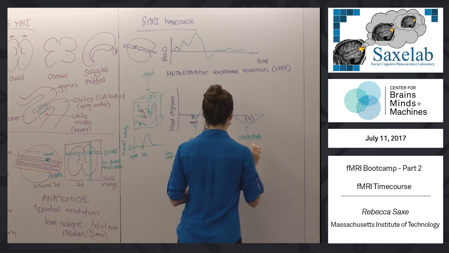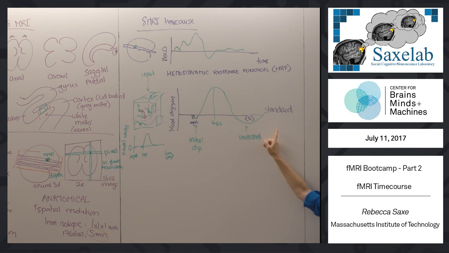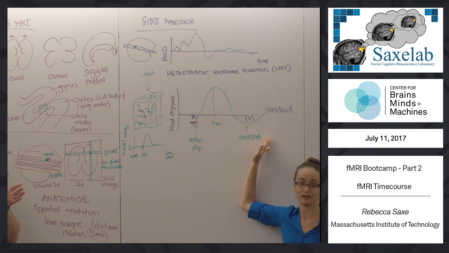Okay, so this one that I drew, you can think of as standard. Right, so I just told you it looks about like this. It peaks at around 4 to 6 seconds, then there's an undershoot, and then it goes back to baseline. There's a tiny initial dip, right? That's a standard hemodynamic response function.